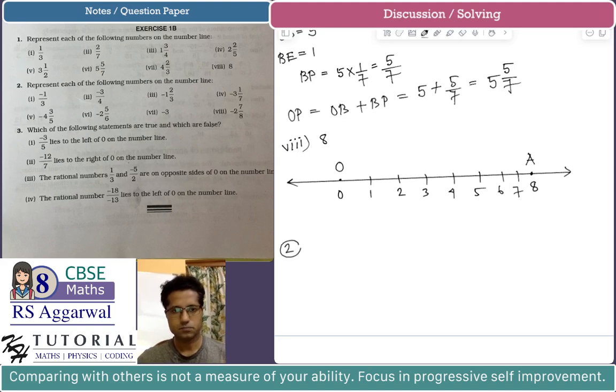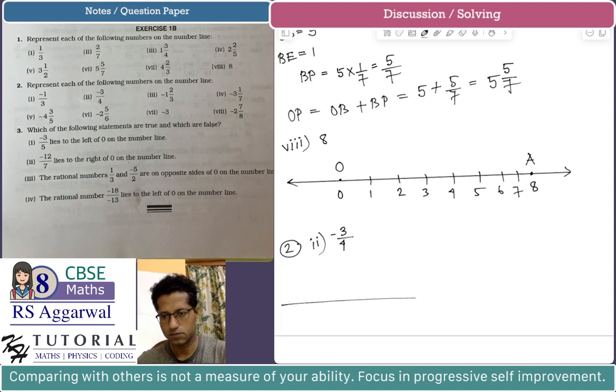Let's see how we do minus 3 by 4. Now 3 by 4 is a rational number, like a fraction which is less than 1, but the actual rational number is negative, minus 3 by 4. So the drawings will be exactly like 3 by 4, but on the left hand side of the origin O.